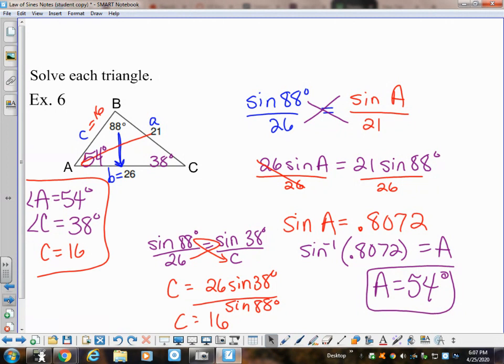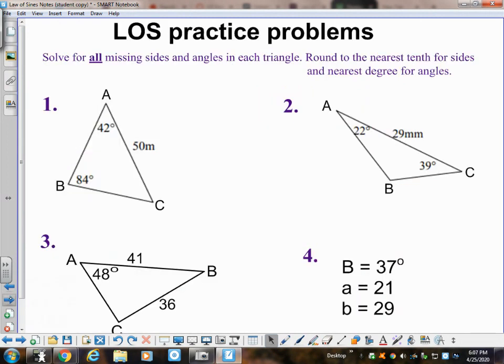All right. Next, here are your 4 problems to do. Okay, it says solve all missing sides and angles in each triangle, round to the nearest tenth for sides and the nearest degree for angles. At this point, you can go ahead and pause the video, work out the 4 problems, and then you can unpause to check your answers.